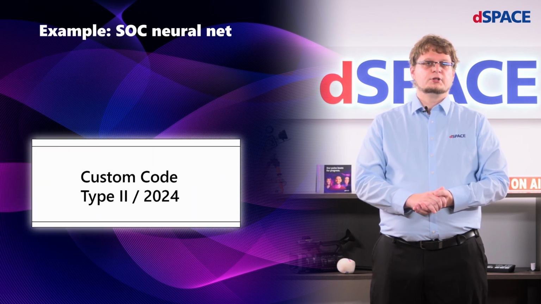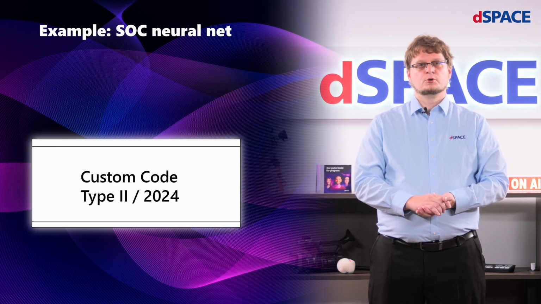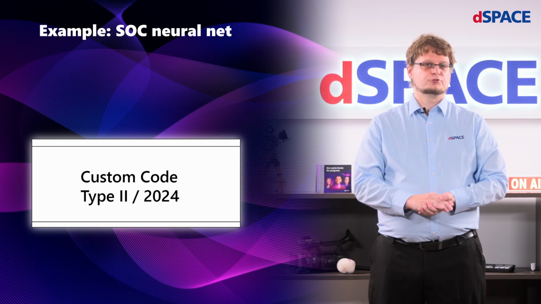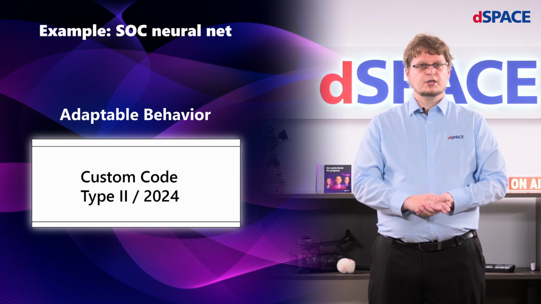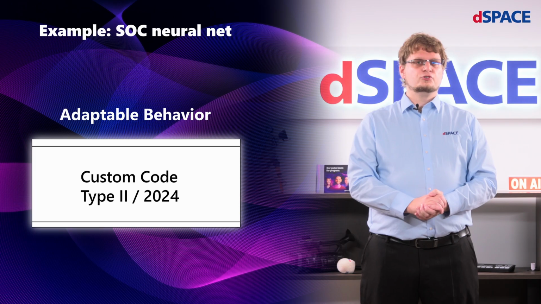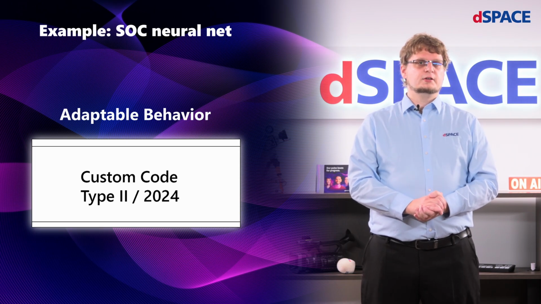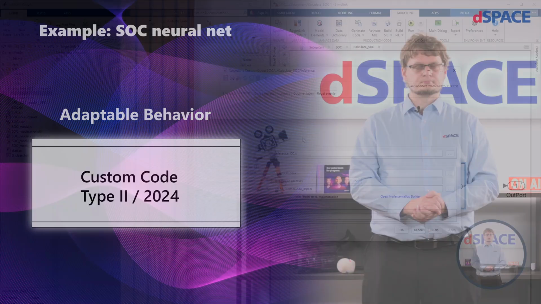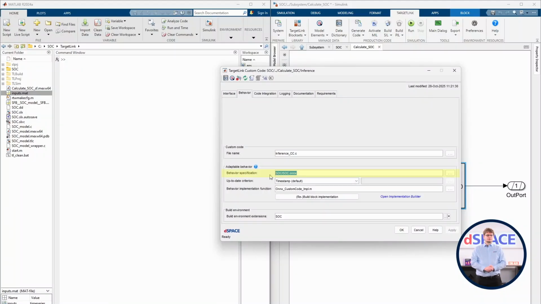To integrate this model into TargetLink, we use a custom code block with a new feature introduced in TargetLink version 24B, adaptable behavior. This feature lets you choose any file that defines the desired behavior of the custom code block. In our example, we choose the ONNX file for our model that was exported from Keras.